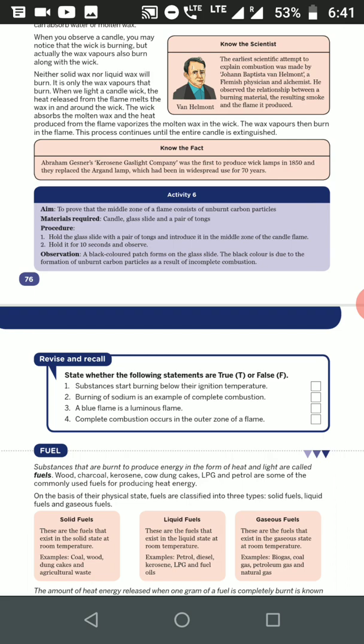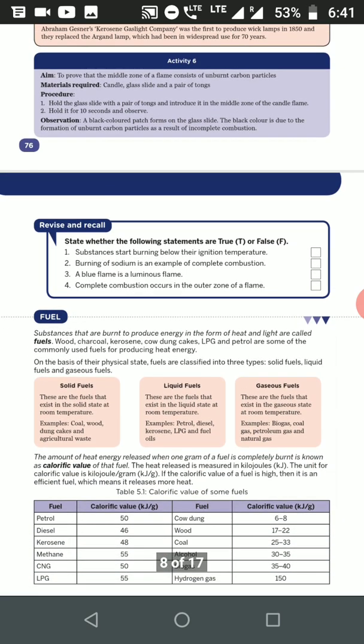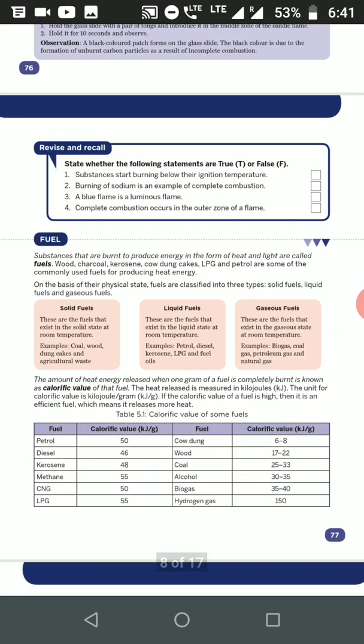Next, fuel. The substances that produce light and heat when they are burned are called fuels. Examples: wood, coal, kerosene, cow dung cakes, LPG, petrol, etc. These fuels are divided into three types: solid fuels, liquid fuels, and gaseous fuels. Solid fuels are the fuels that exist in the solid state at room temperature. Liquid fuels exist in the liquid state, and gaseous fuels exist in the gaseous state at room temperature.